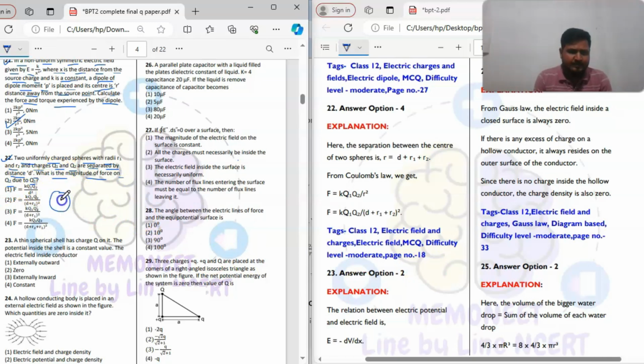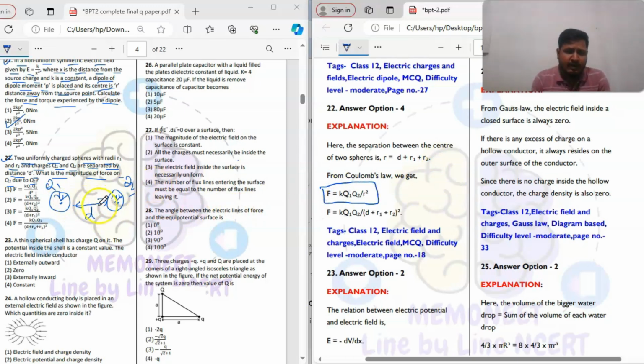This is the radius r1 and this is the radius r2, and the distance between them is d. The charge on this one is q1, and the charge on this one is q2. We have to take the distance from the center, not from the surface. So what is the force between them? That is F is equal to k q1 q2 by r square.